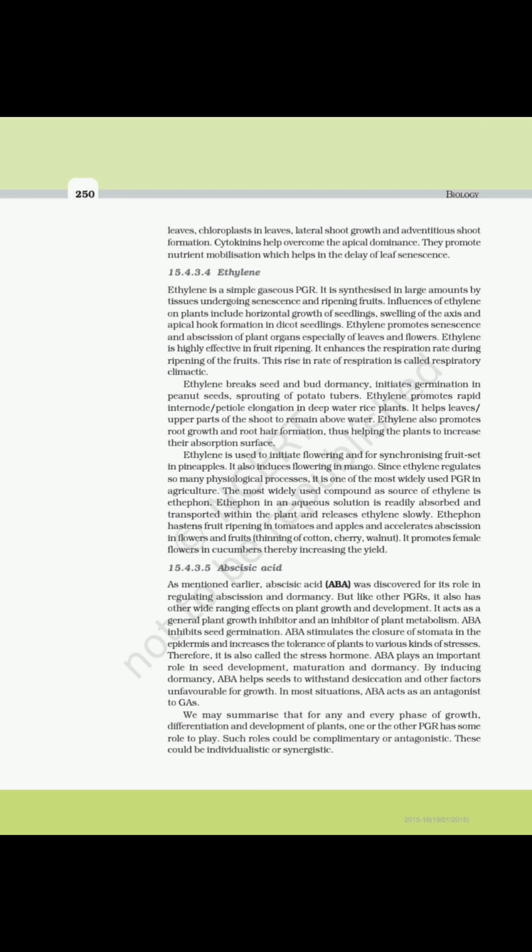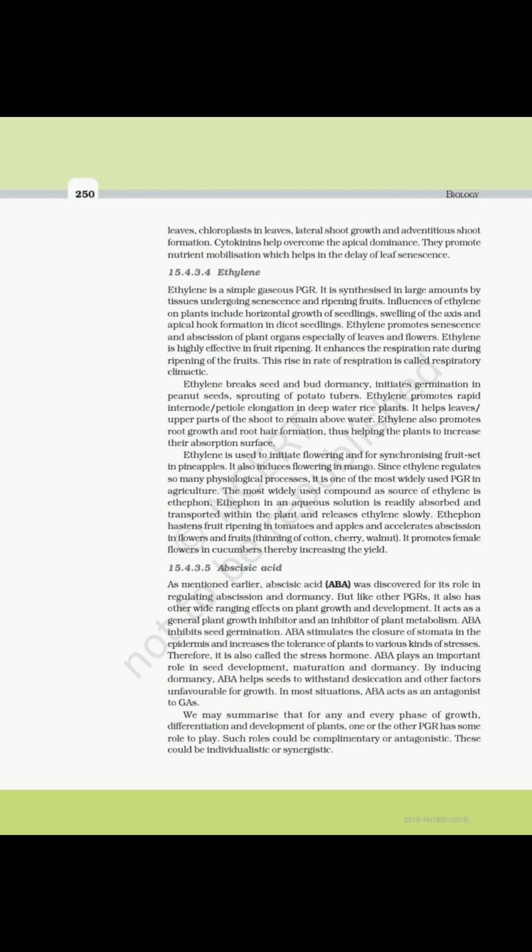15.4.3.4 Ethylene. Ethylene is a simple gaseous PGR. It is synthesized in large amounts by tissues undergoing senescence and ripening fruits. Influences of ethylene on plants include horizontal growth of seedlings, swelling of the axis and apical hook formation in dicot seedlings. Ethylene promotes senescence and abscission of plant organs, especially of leaves and flowers. Ethylene is highly effective in fruit ripening. It enhances the respiration rate during ripening of the fruits. This rise in rate of respiration is called respiratory climacteric.